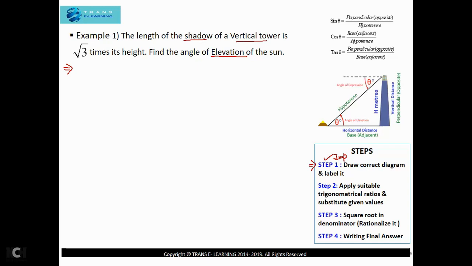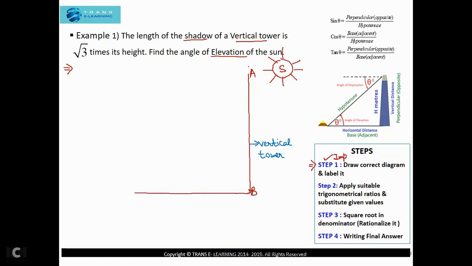So first of all, we are going to draw the vertical tower. This is the vertical tower and I am naming it as AB, and let this be the sun. So now we need to draw the shadow. Now I am drawing the shadow of this vertical tower from the foot of the tower, that is B, and let this be point C. This BC represents the shadow of the vertical tower.